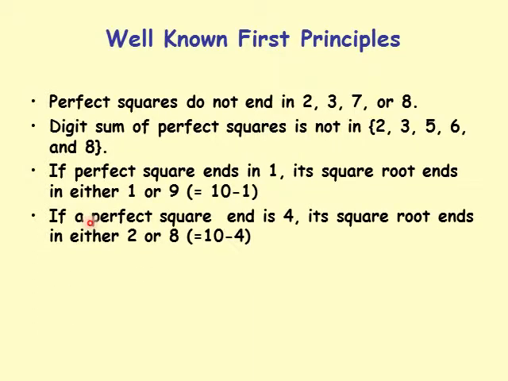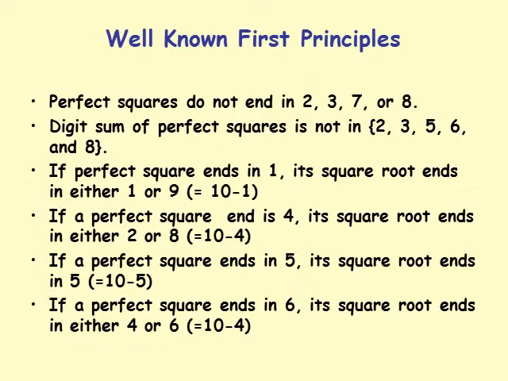If a perfect square ends in 4, its square root ends in either 2 or 8. Again, the two are tens complements of each other. 2 plus 8 is 10. If a perfect square ends in 5, its square root ends in 5, and 5 is its own tens complement, so it does not have another digit to worry about, only 5.